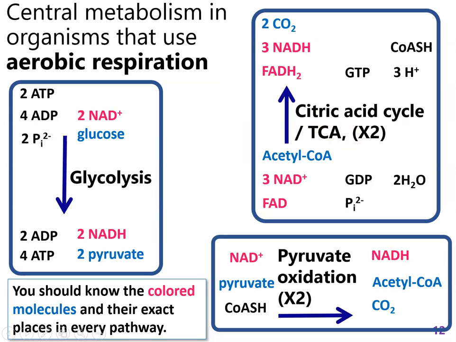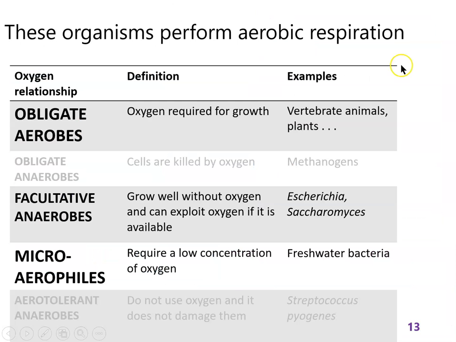And so the last thing for this video is we're going to look at the type of organism that would use these systems. And those would be obligate aerobes, facultative anaerobes, and microaerophiles. These are all going to use some kind of aerobic respiration, analogous to what happens in our own mitochondria. And that's where we're going to leave it for this video.